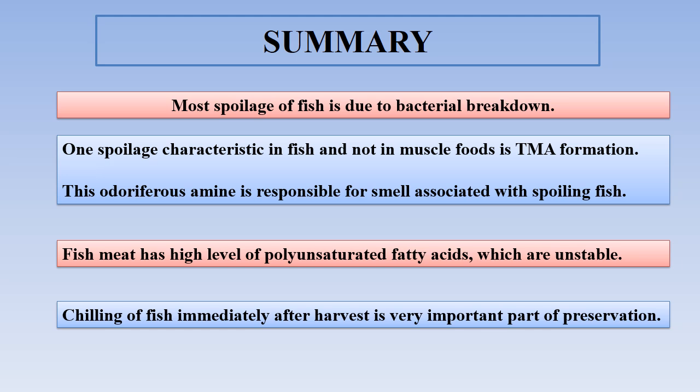In short, most of the spoilage in fish is due to bacterial breakdown, though there are other aspects like oxidative and enzymatic spoilage, which I discussed in the previous lecture. One important characteristic in fish spoilage is the formation of trimethylamine, which is not there in other muscle foods. This gives the typical fishy odor, and this odoriferous amine is responsible for the smell. Moreover, in case of fish, there will be lipids, particularly in fatty fish. Those fish will have hydrolysis due to the bacterial enzymes, and earlier I told you due to the endogenous enzymes also. Particularly, many fish will have polyunsaturated fatty acids that undergo quick oxidation. To avoid all this, there should be chilling of the fish immediately after harvest, as early as possible. That's the preservation which we will discuss separately in different lectures.